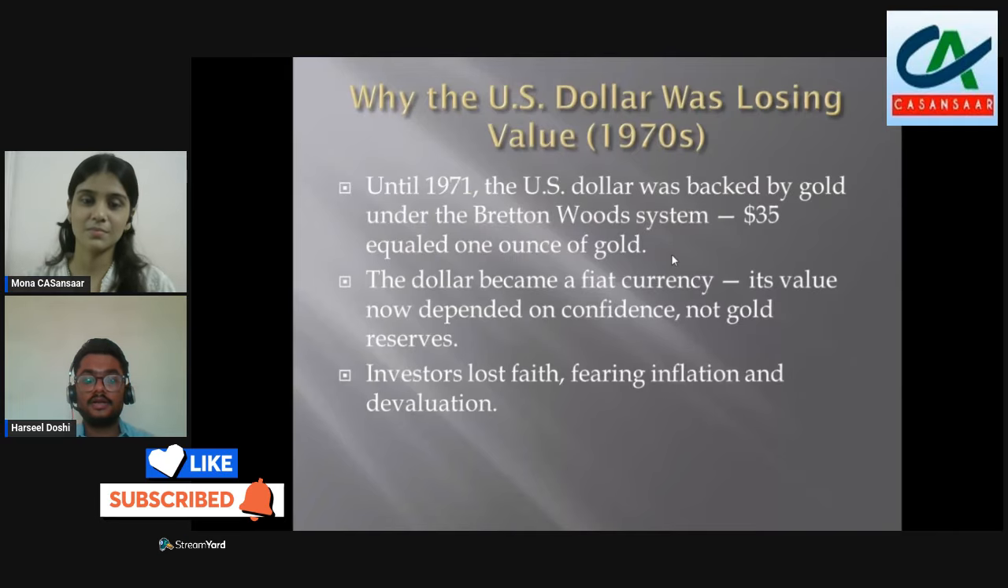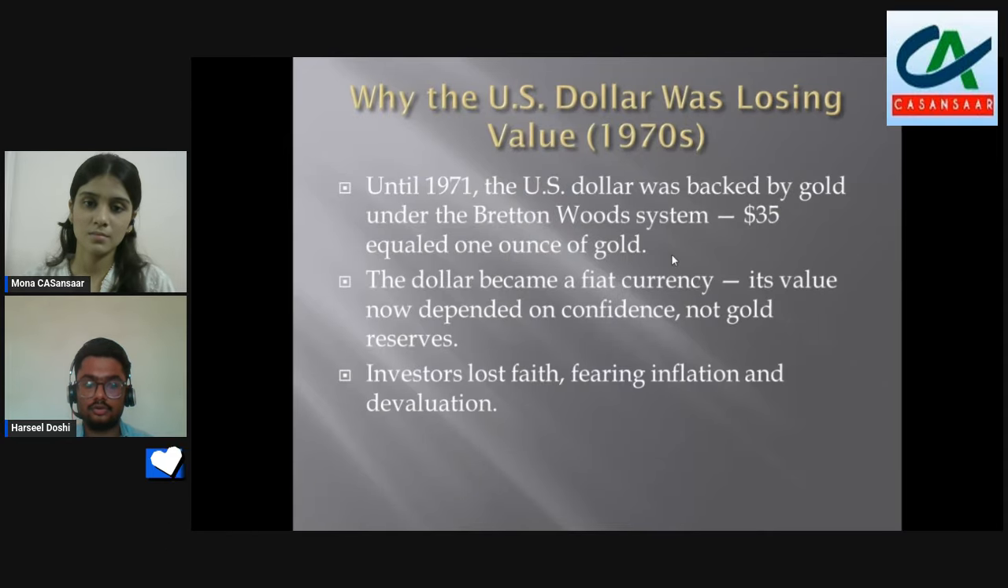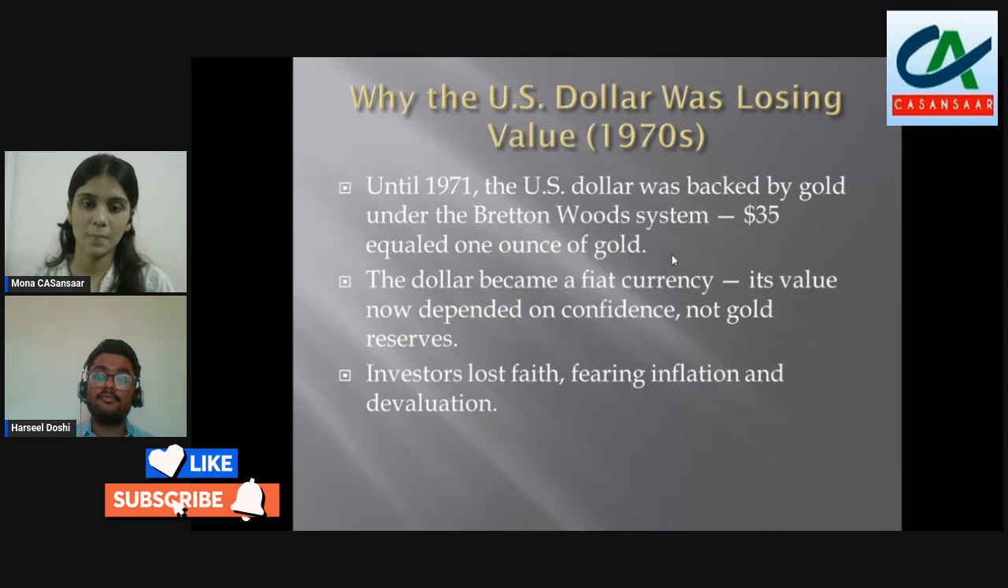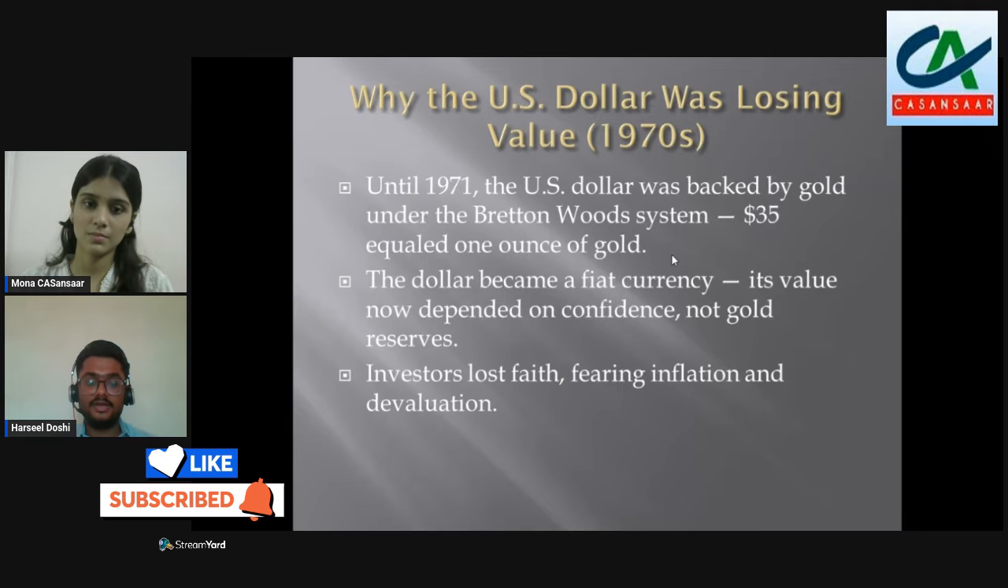So, in 1971, the US dollar was backed by gold under the Bretton Woods system. So, 35 ounces of gold would form 1 US dollar. The dollar became a fiat currency in the decade of the 1970s, and people lost value in gold and put more trust in the dollar. Let's go some more into the history.